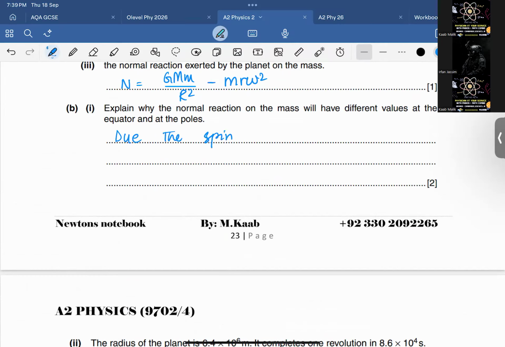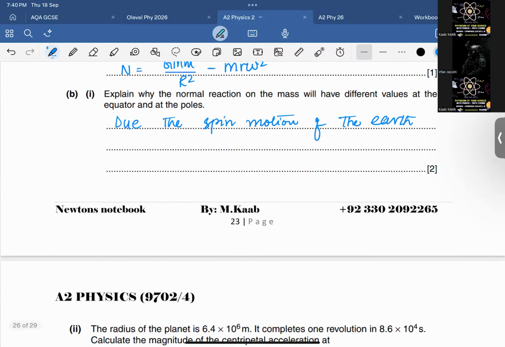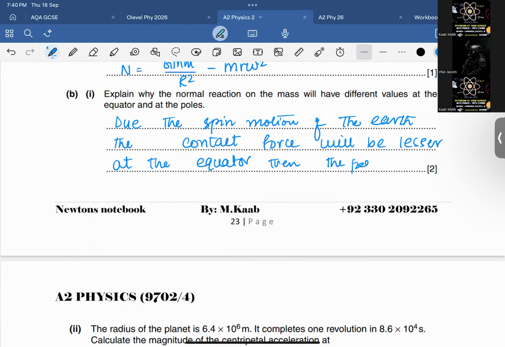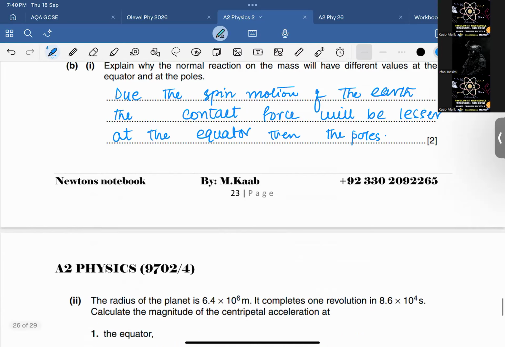So you have to say, due to the spin motion of the Earth, the contact force will be lesser at the equator than at the pole, okay? Now please move on.